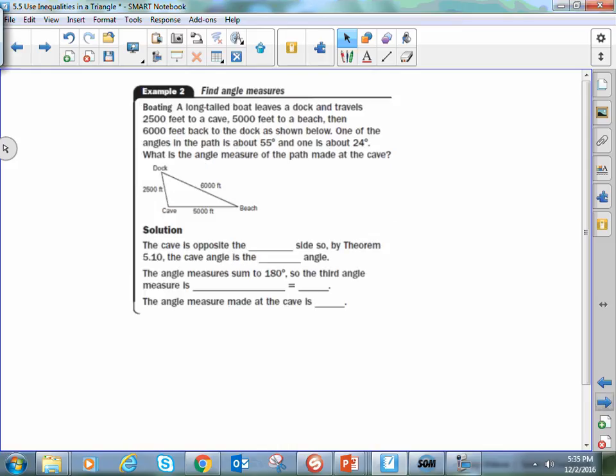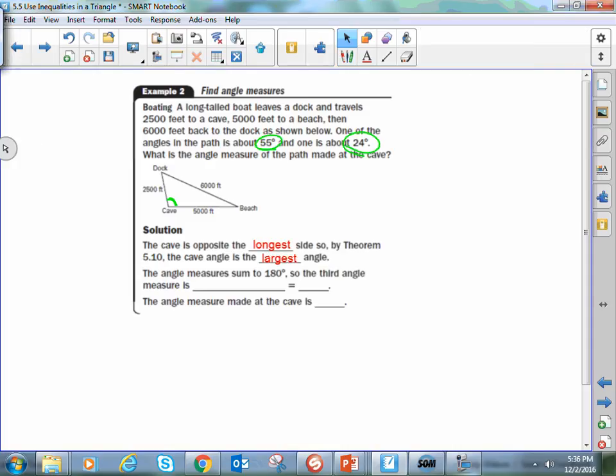So here's where they're giving you an application for it. We have this dock, and people are going out exploring. They're taking a boat for a couple of trips here. From the dock to the cave, it's 2,500 feet. From the dock to where they went to the beach, that was 6,000 feet. So they're creating this triangle here, 2,500 feet, 6,000 feet, and 5,000 feet. And the question is asking, what is the angle measure of the path made at the cave? What is this angle here if they're giving you some other angles to work with?